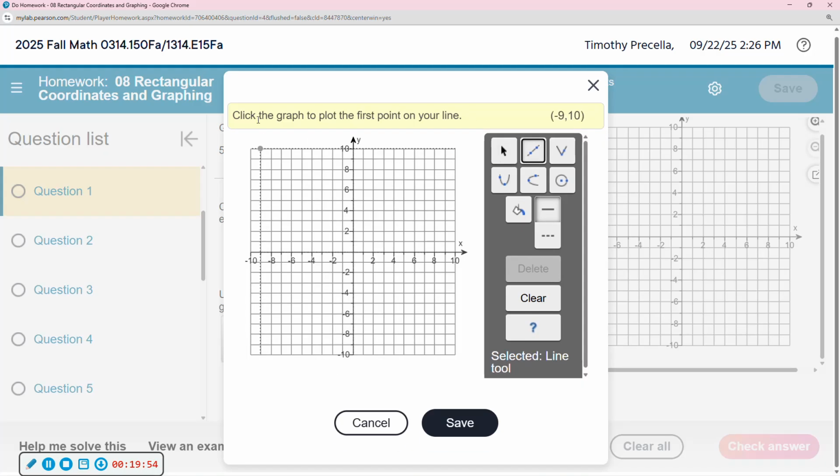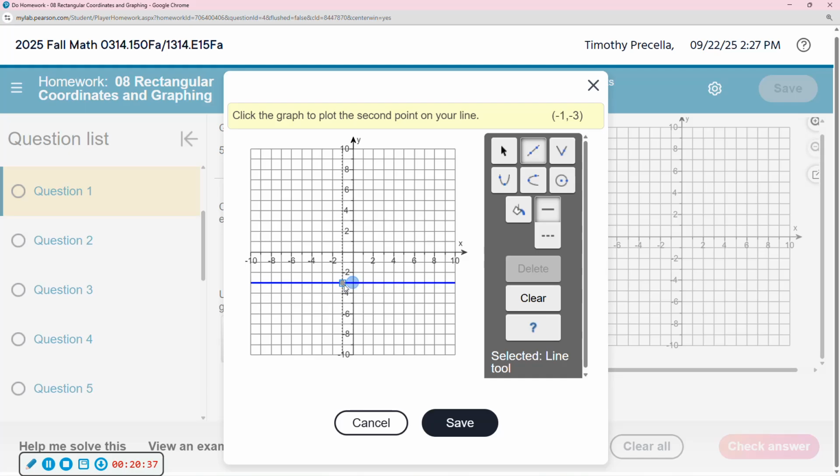Click the graph to plot the first point on your line. So the first point we had was, where was it? 0, -3. Using my terminology, we go left, right, 0, down 3. What do we call that point? Is that an x-intercept or a y-intercept? Y-intercept. It's intersecting the graph right there. Notice in the upper right-hand corner of the yellow rectangle, it tells you what point we're at. So 0, -3. I just click there.